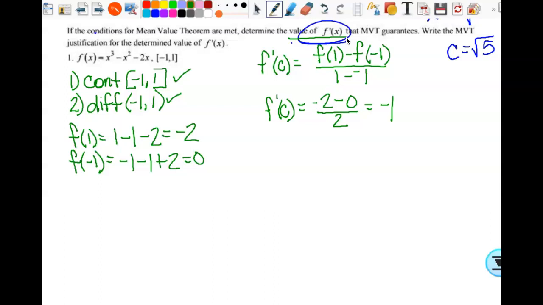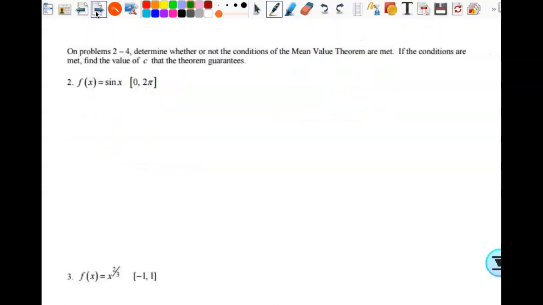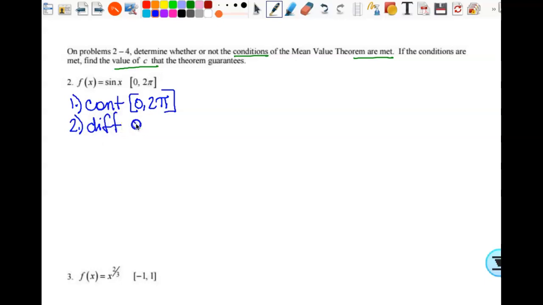All right. Let's flip this over. Okay, we're going to determine whether or not the conditions of the mean value theorem are met. So we got to look at the conditions. And if they are met, find the value of C. So this time we're looking for the value of C. So we need to see if, number 1, it is continuous from 0 to 2 pi. And if it is differentiable from 0 to 2 pi.